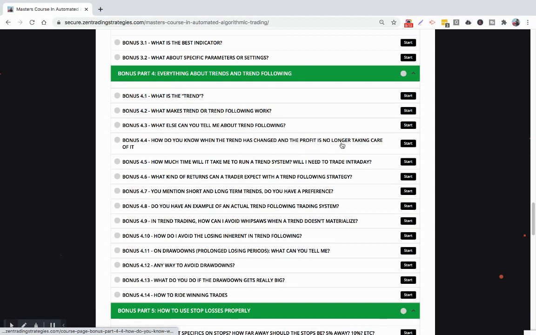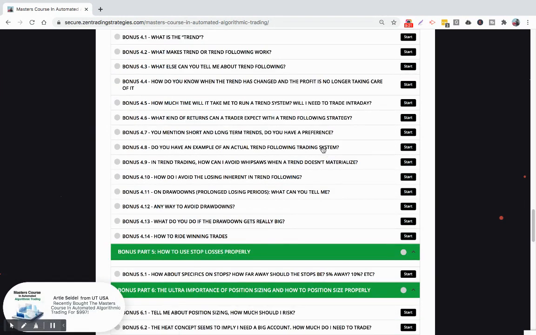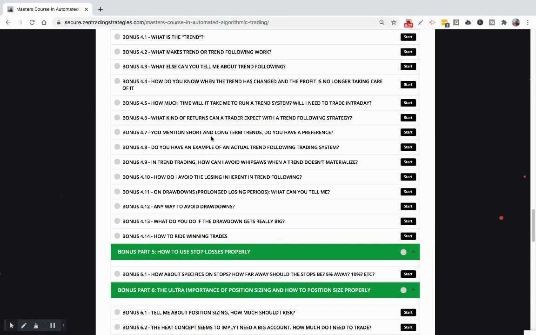Or rather, the profit is still taking care of itself. You'll learn about how much time it will take to run a trend following system and if it's something you could trade intraday. You'll learn about what kind of returns a trader can expect with a trend following strategy. You'll learn about short and long-term trends, about any preferences that he had. You'll learn about an actual example of a trend following trading strategy.